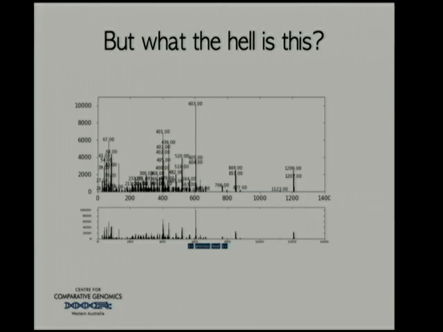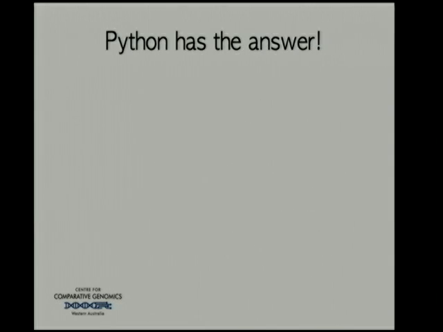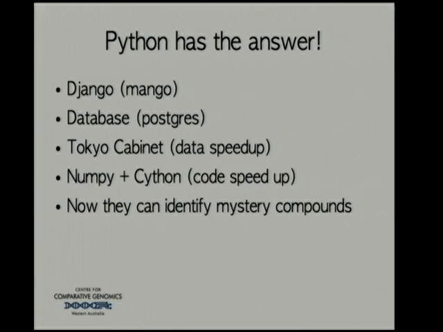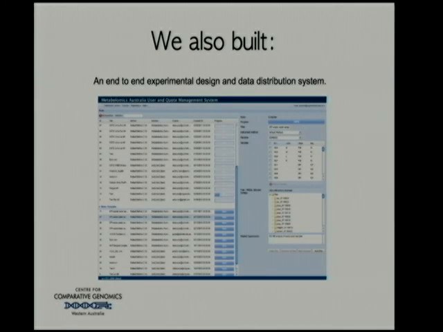But what the hell is this? What if you just have something, you don't even know what it is, you've just fed it into a mass spec machine and said, tell me what this is. So we had to have an answer for that. And using Django and Tokyo Cabinet and a whole bunch of NumPy and Python, we worked out how they can identify the mystery compounds. We also built an end-to-end distributed experimental design system. And this allows them to do experimental design, and then all their mass spec machines sync their data back to their website from wherever they are in Australia.